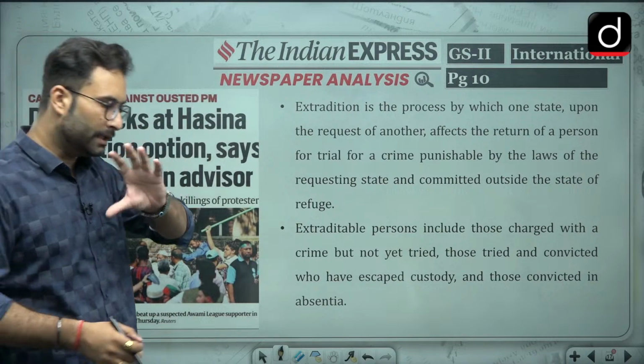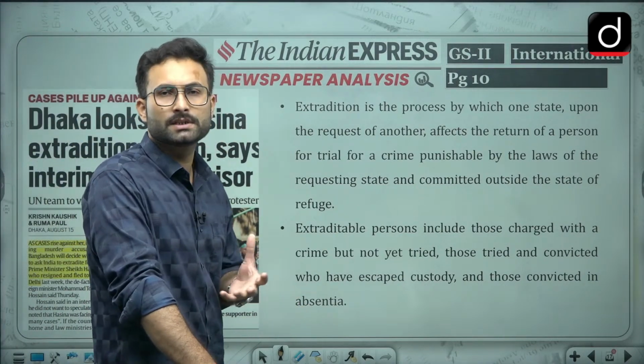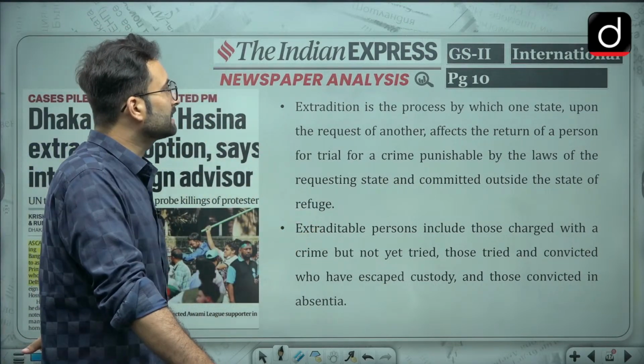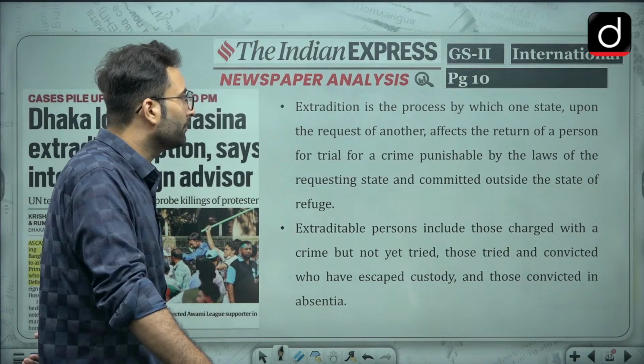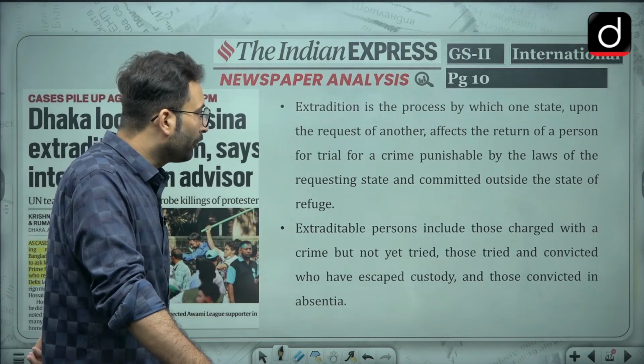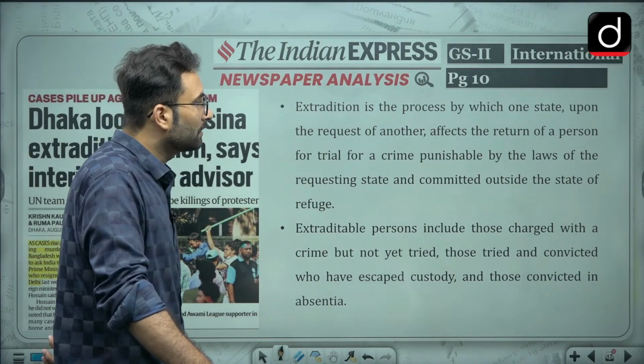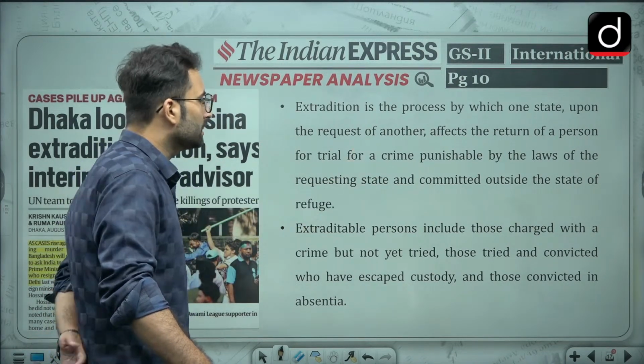So what kind of laws India has with respect to extradition, and how these are implemented. So let's say extradition is a process by which one state, upon request of another, effects the return of a person for trial for a crime punishable by the law of the requesting state, and committed outside the state of the refuge. So basically, in simple words, let's say some kind of crime has happened in a particular state, and the criminal has fled to another country. In this case Sheikh Hasina has actually fled to India, as she seeks asylum over here.